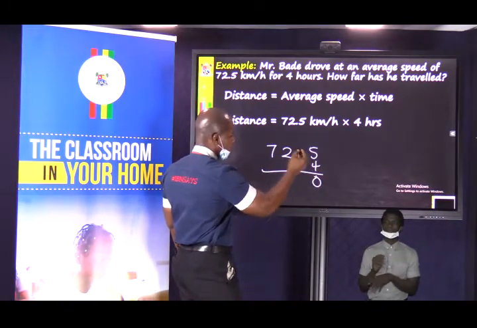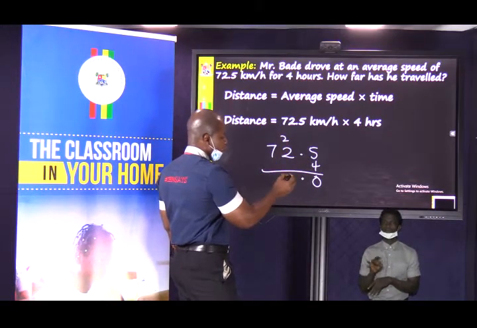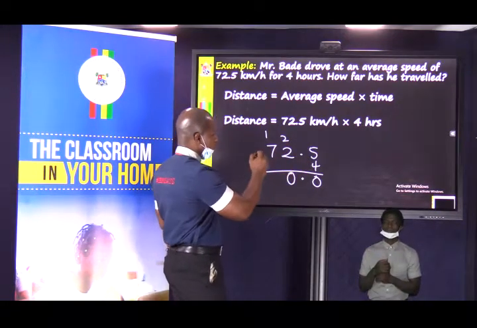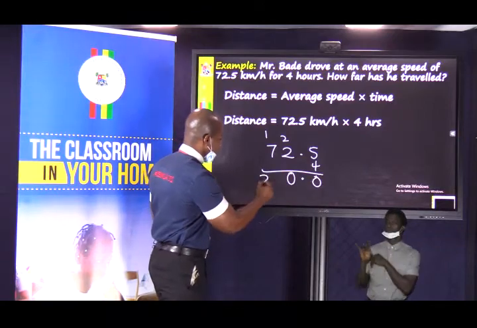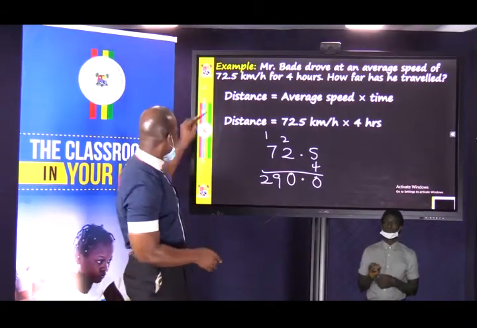4 times 5 is 20. There's a decimal point. Regroup 2. 4 times 2 is 8, plus 2, that is 10. Regroup 1. 4 times 7 is 28, plus 1, that is 29. So we should have 290 kilometers.